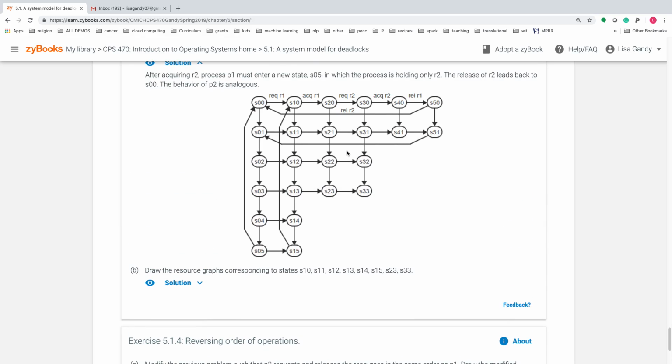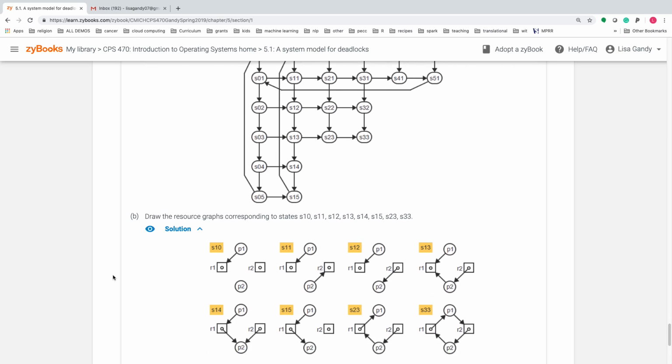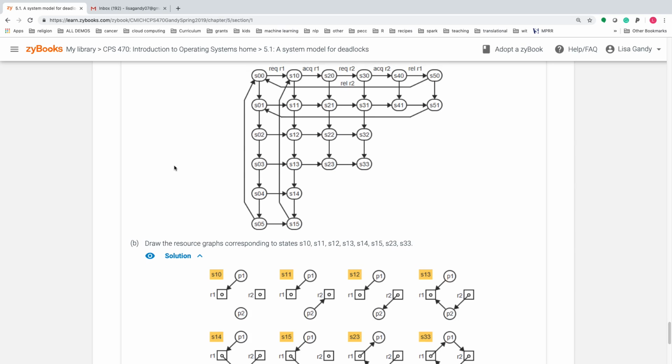Okay, here, this is interesting. I could ask: for each state, draw the resource allocation graph. This is basically just making sure you understand how to read a state diagram. For state 10, P1 has requested R1. So that's what a request looks like, right? So you can just draw that.